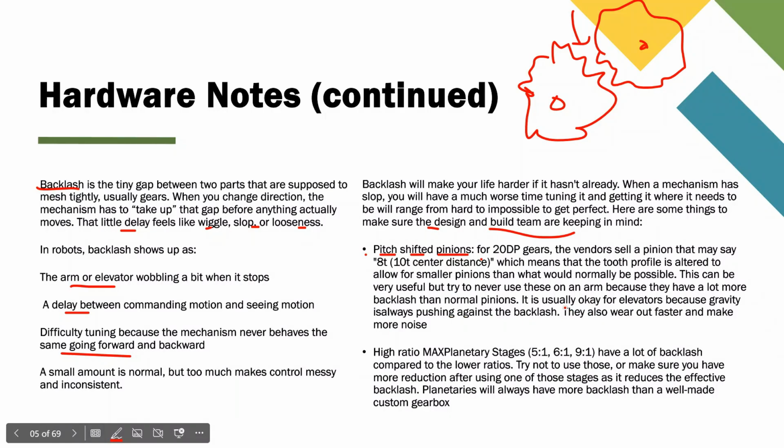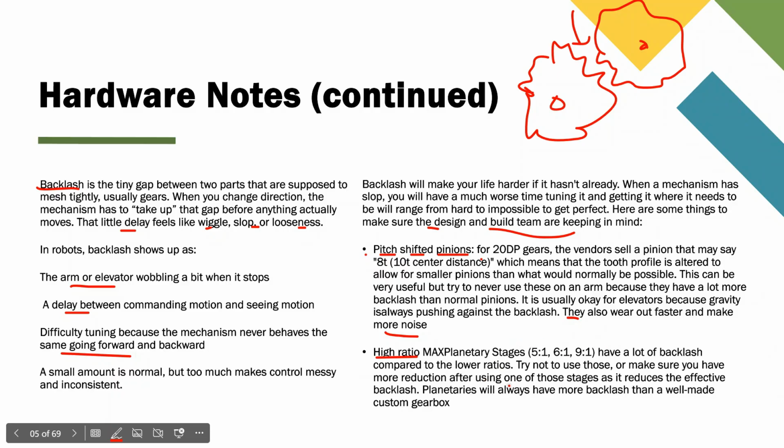On an arm, you don't always have that gravity supporting you, and then they wear out a lot faster and make more noise. Something you should also know about is your gear ratios. High gear ratios for MAXPlanetary stages, like 5 to 1, 6 to 1, 9 to 1, have a lot more backlash compared to lower ratios, for example, 3 to 1 or 4 to 1. So you want to avoid these if possible.